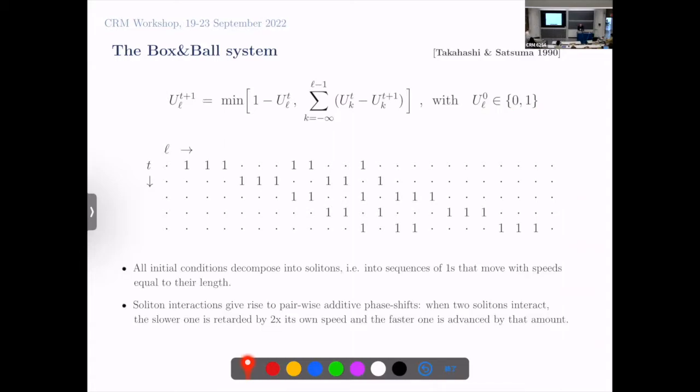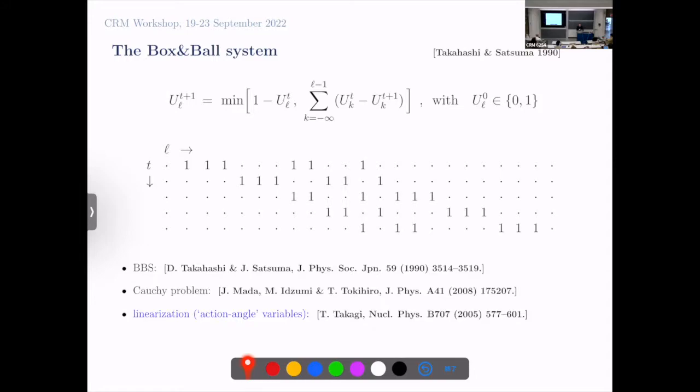We haven't heard a lot about the phase shifts that these solitons incur, and that was one of the interesting things in the original Takahashi-Satsuma paper. And basically, the phase shifts are described here. I'm not going to spend a lot of time on the phase shifts. I think there are more important things, but basically, the fast ones are pushed forward by the slower ones. The slower ones only feel their own masses, and the fast ones only feel the masses of the slower ones. That's the basic interaction rule.